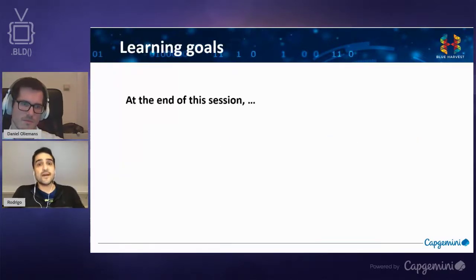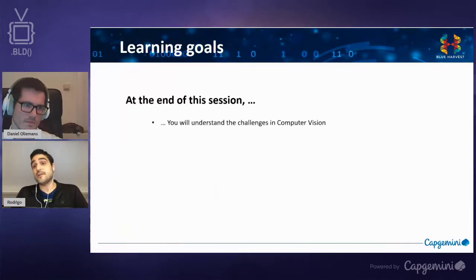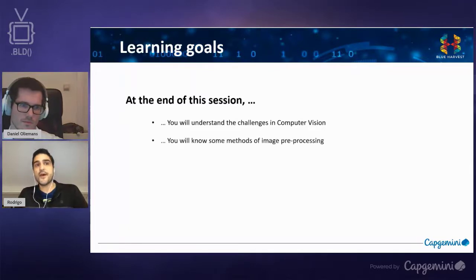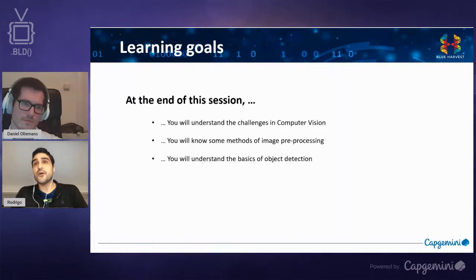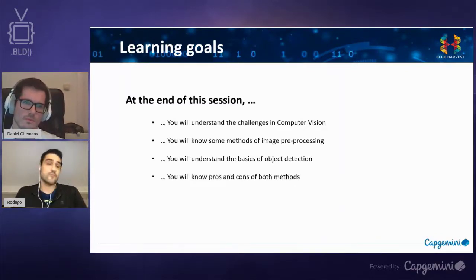So what are the learning goals from this session? We want you, at the end of this presentation, to understand the challenges that we currently face with computer vision, and some methods for image preprocessing. You will also understand the basics of object detection, and you will know the pros and cons of both methods and when they are usually used.